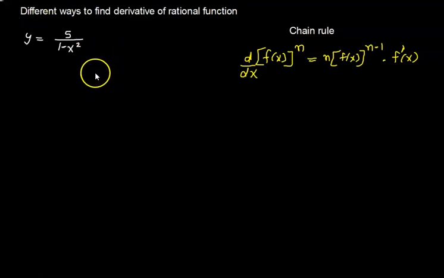Hello students, in this video we are going to learn different ways to find the derivative of a rational function. Whenever we have a rational expression with the numerator as a constant, it's easier and shorter to use the chain rule. To apply the chain rule, it's important to write it in exponent form like this. And then we can apply the chain rule where n is -1.